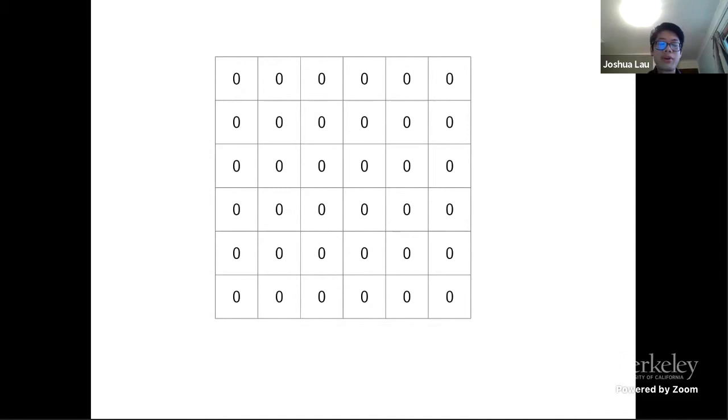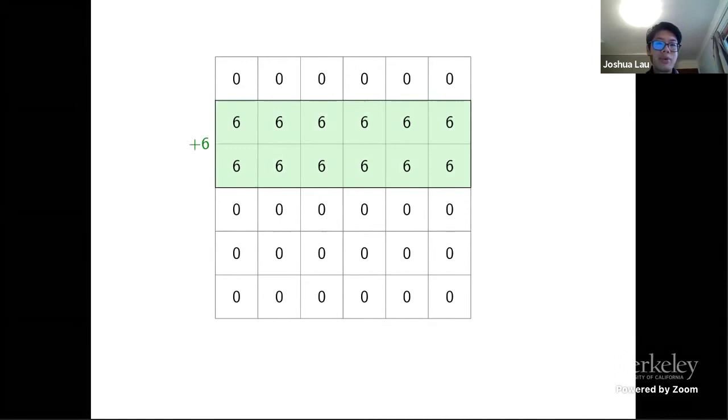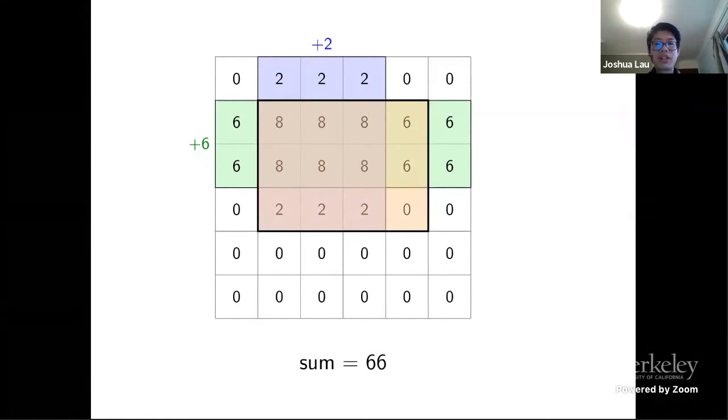Some examples of this: let's say we want to add some constant to some range of cells in the array. So we might add 6 to these cells. We might add 2 to these cells, forming this new array. And we also want to support range queries. So for instance, we might select a range. In this case, all our ranges are orthogonal ranges. We select a range and we ask for its sum. So in this case, the sum of this range is 66.